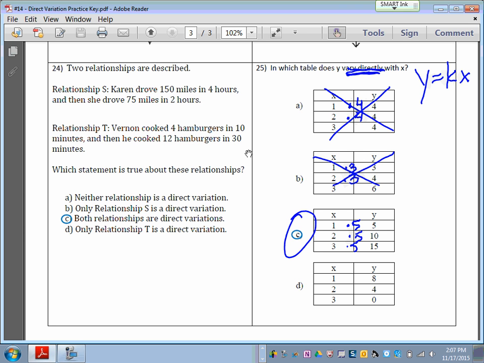Start the quiz. 24. Alright, last one. We have a quiz? Every day.